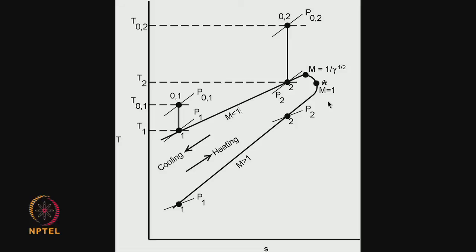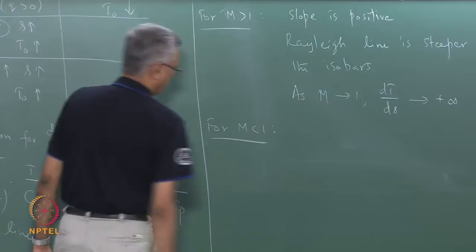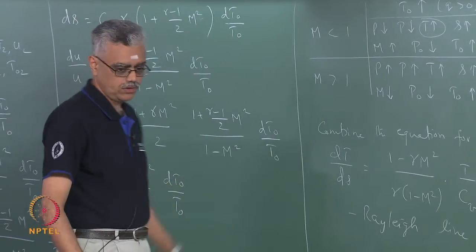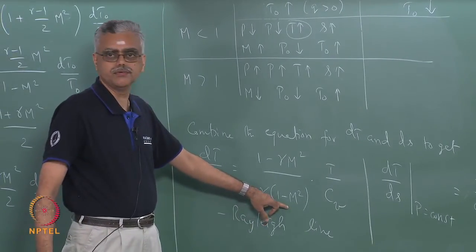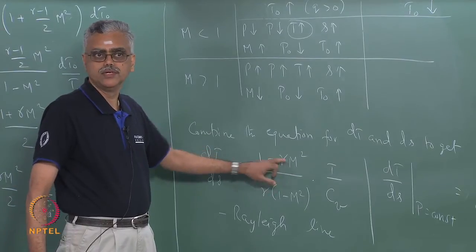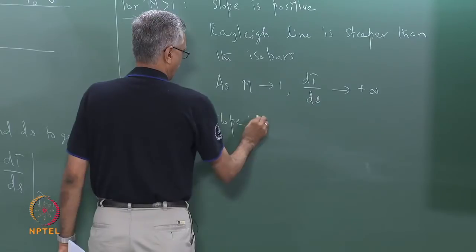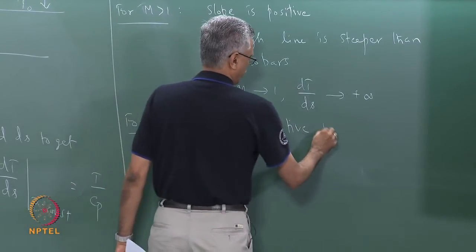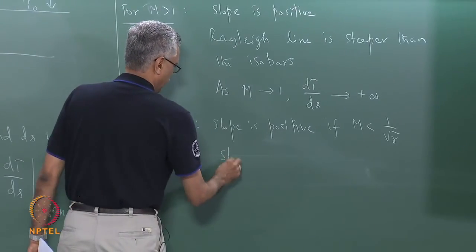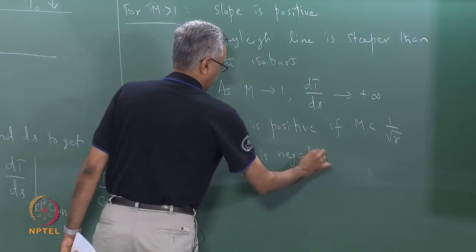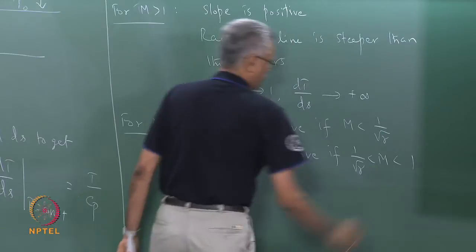Now we are going to look at the subsonic portion of the curve. So let us see what that looks like. We can draw similar kind of inferences on the subsonic portion of the curve from here, right. When the flow is subsonic, this is positive, and if M is less than 1 over square root of gamma, this is also positive, otherwise it is negative, right? So let us write it down. Slope is positive if the Mach number is less than 1 over square root of gamma, and the slope is negative if the Mach number lies between 1 over square root of gamma and 1.